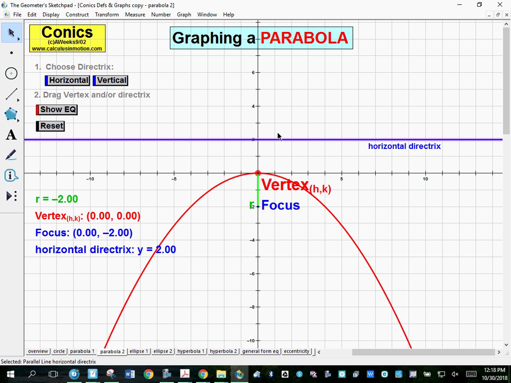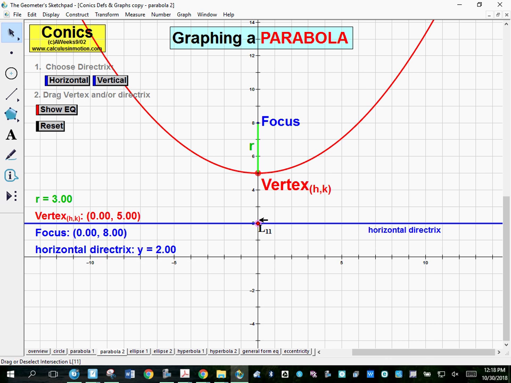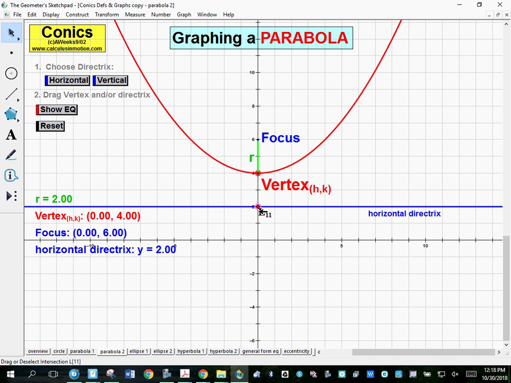This distance that you went from here to here is your p-value. The other thing that you should be able to do, see how right now you're at your focus? If you go out 4p in length, 2p on each side, you'll get other points. So how long was this distance here? I'll make it go up so I'm not worried about negative. How long was this distance from your vertex to your focus? How big was that distance?